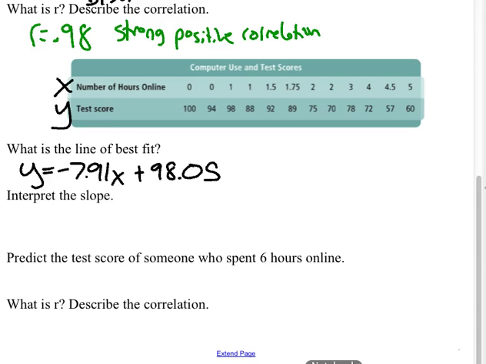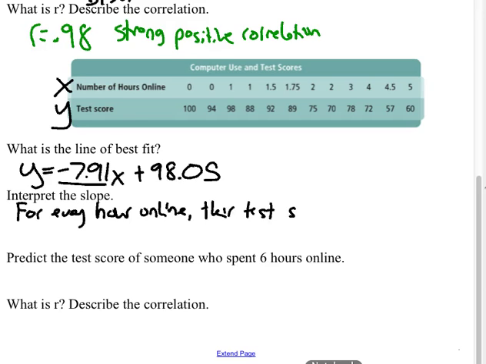So what is this telling us? Well, for every x, so for every hour online, what happens to the y value? What happened to their test score? Well, their test score decreases by 7.91%. Okay, their expected test score decreases by 7.91% for every hour that they're online.